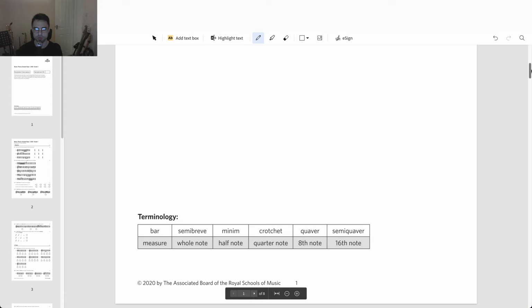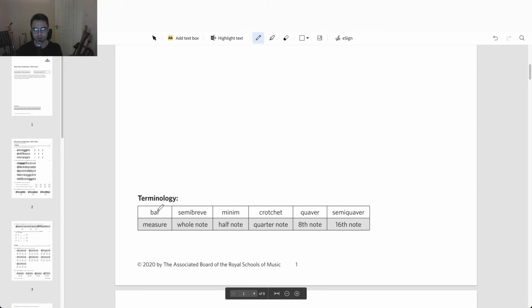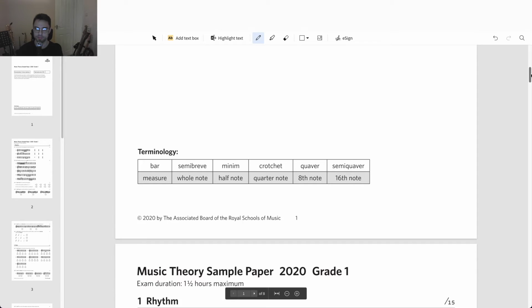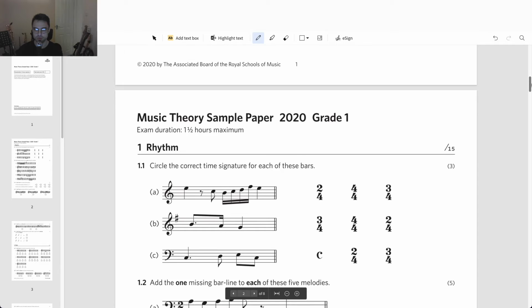Further down the page, they give you some terminology. Bar, also known as a measure, semibreve, can also be called a whole note, minim, half note, crotchet, quarter note, quaver, eighth note, and semiquaver can also be called a 16th note. All right, let's get straight into it.